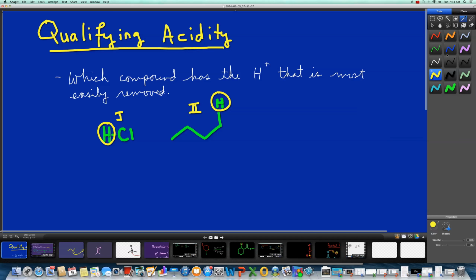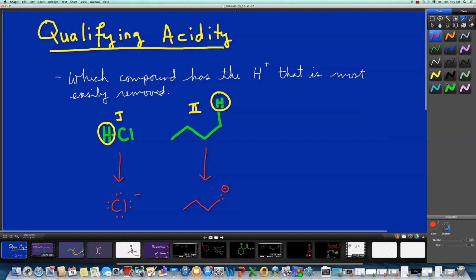One of which is, in any chemical process, you're going to create a product. And the more stable that product is, then the more easily the process that created that product is going to occur. For example, if HCl were to lose a proton, we would produce Cl-. Remember, the conjugate base is always going to be more negative than the parent acid. And of course, in butane, we would produce a carbanion.